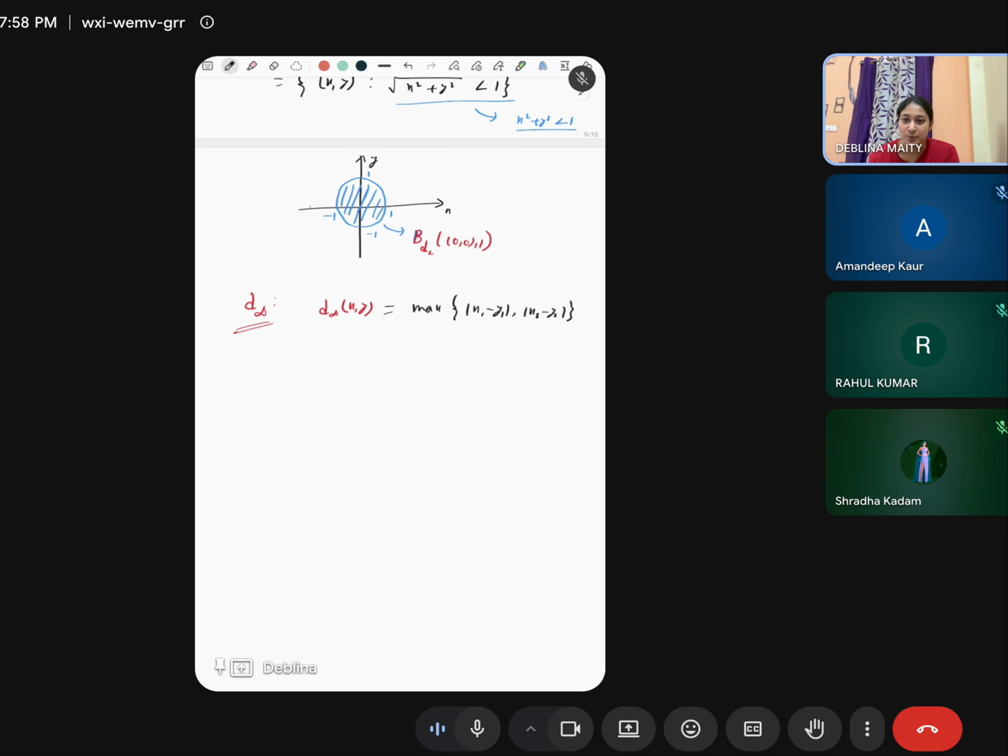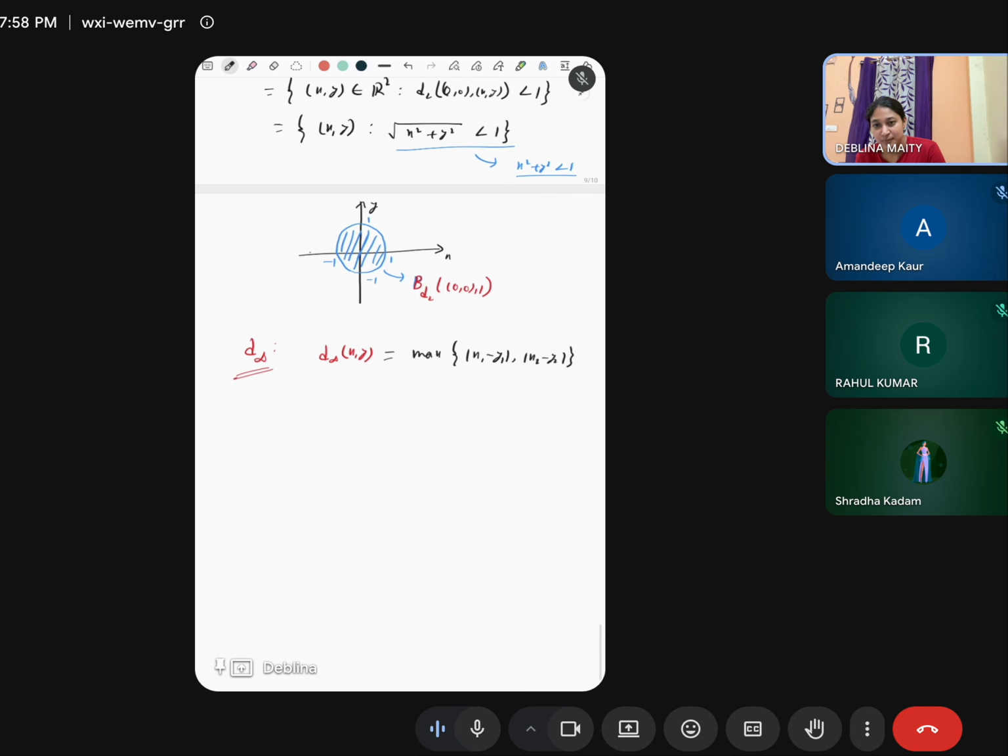So your exercise is to check if these three are metrics. It will satisfy all the properties, but if you do it by your own hand, then it will be easier for you, right? Then you will remember. So this d infinity is a metric, and with respect to this metric, B_{d infinity}(0,0;1) is all those (x,y) such that the distance between (x,y) and (0,0) is less than 1.